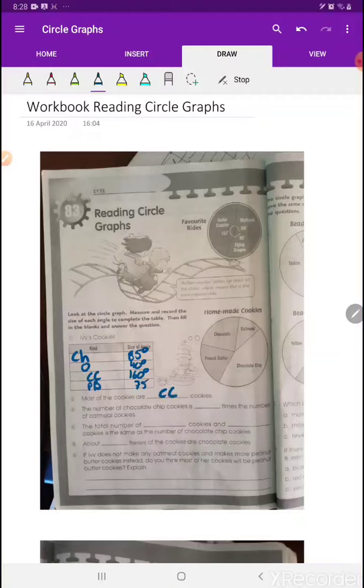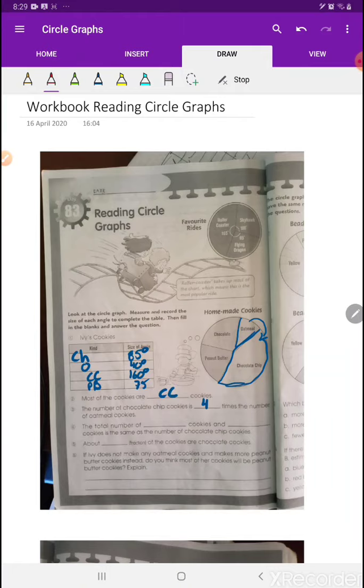That's pretty self-evident. The number of chocolate chip cookies is how many times the number of oatmeal cookies, okay? So what we do is we look at the size of the chocolate chip and the size of the oatmeal and we think, how many times can I put that inside there? And I figure it looks like it'd probably go in about 4 times.